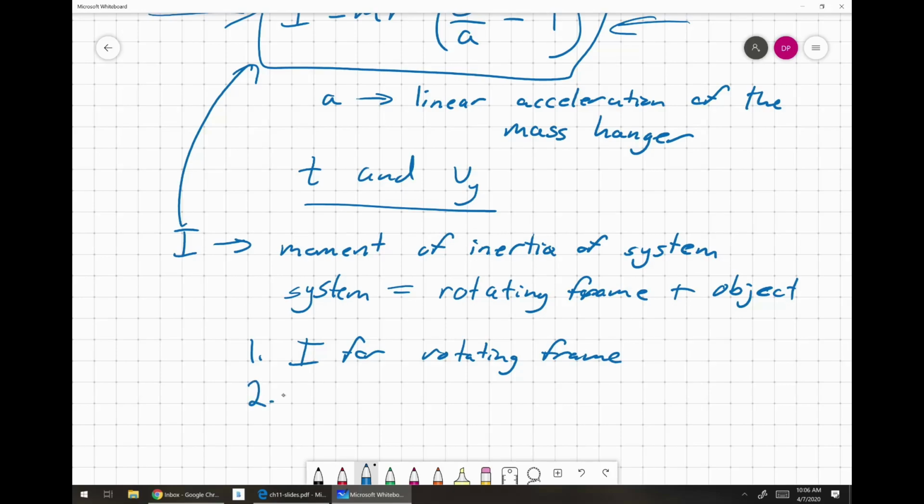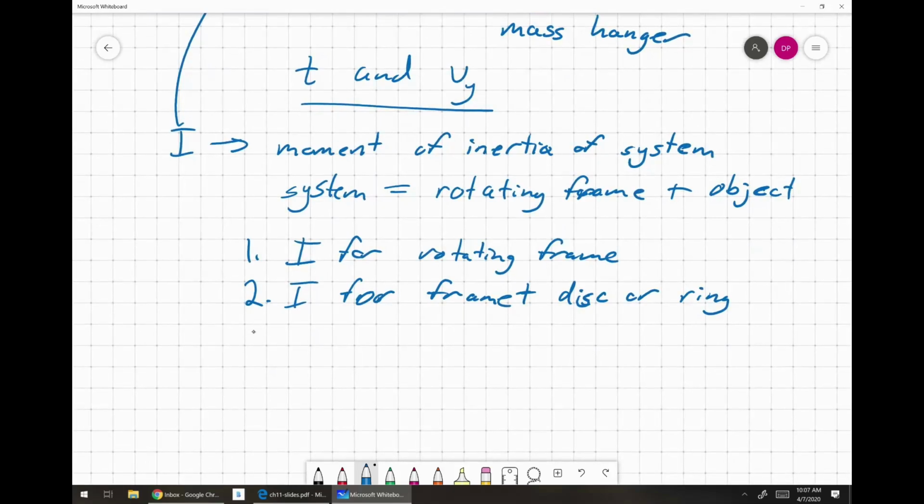And then we can measure I for the frame plus disk, or disk or ring. And then once we've got this information, we can get our experimental values here, so our experimental I disk is equal to our I of the system minus the I of the frame.